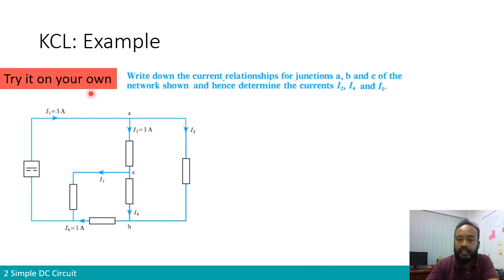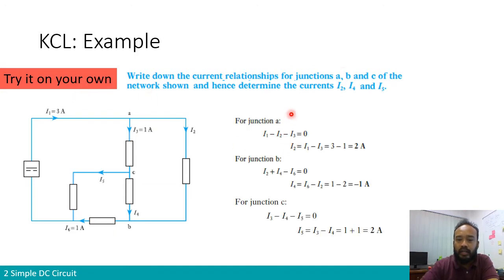Let's have a look directly at the answer. For junction A, as I mentioned, I1 getting into the node equals I3 plus I2. Or if you bring it to this side, I1 minus I2 minus I3 equals 0, right? So I1 is positive, getting in, and I3 and I2 are negative, getting out. Or as I mentioned earlier, you could also write I1 equals I2 plus I3. Current entering the node equals the current leaving the node. It's the same thing, right?